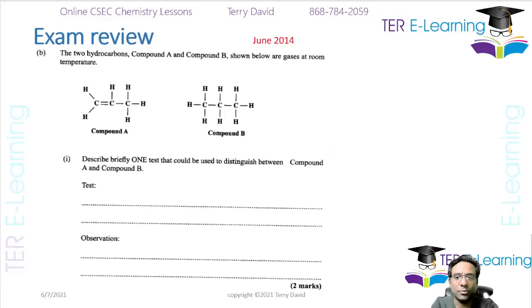So that's structural isomers. Now again, look at this. You realize they tend to ask the same things over and over. You have two hydrocarbons, compound A, compound B. Obviously, we can tell that this here is an alkene because we have a double bond. So just like in the previous question, they said briefly describe one test to distinguish between compound A and compound B. So what we need to do, we need to add bromine water to both of them.